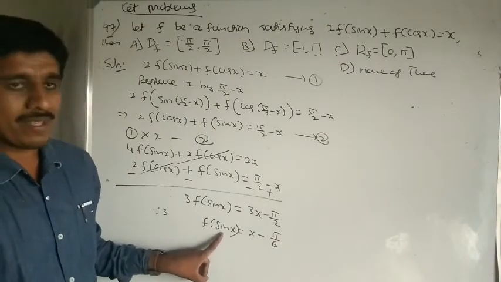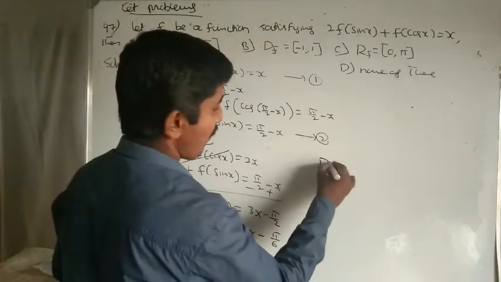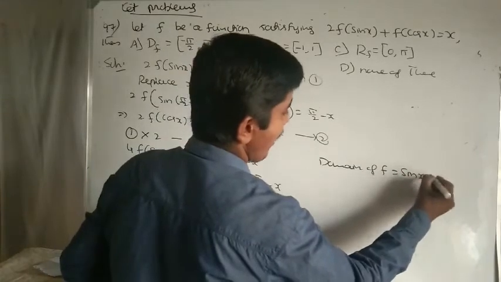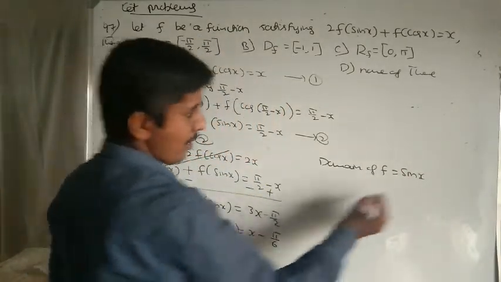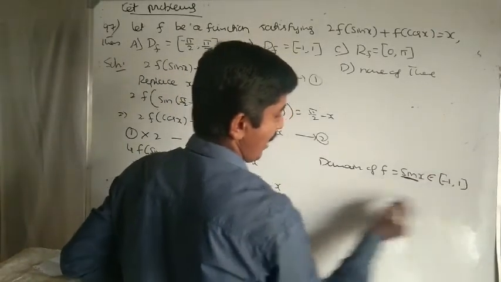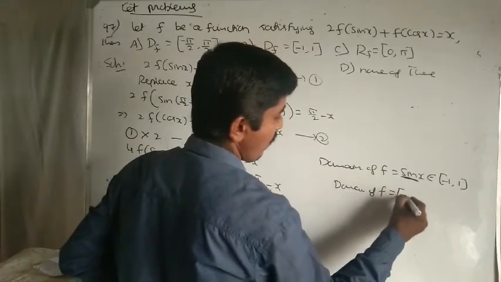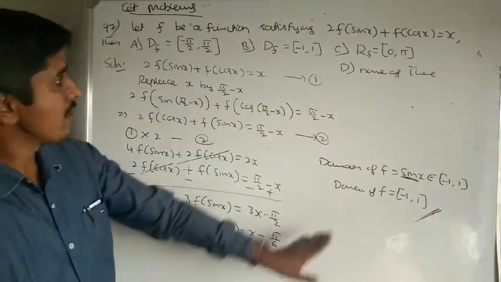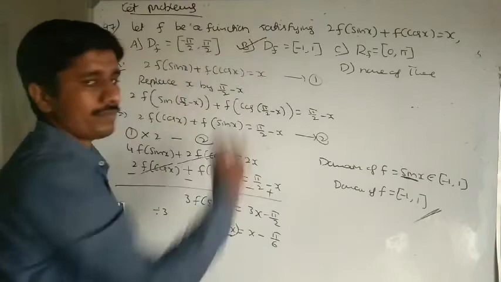What is the domain of the function? Clearly sin x is the domain of the function. Therefore, you take domain of f equal to sin x. What is the range of sin x here? Sin x has total range closed interval minus 1 comma 1. Therefore, domain of f equal to closed interval minus 1 comma 1. Finish. Clearly, B option is the right option. Note it.